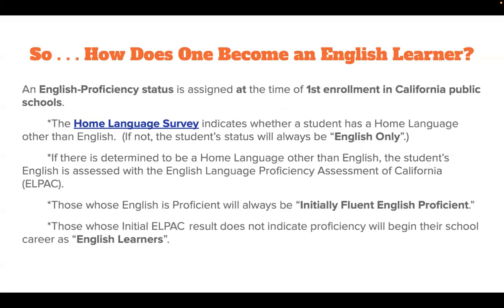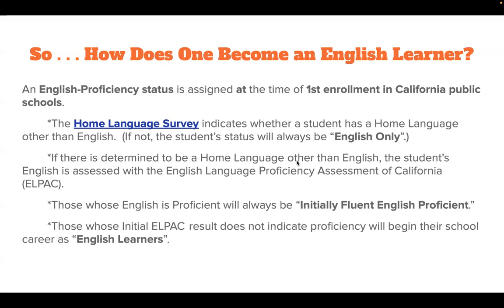So how is it one can be an EL for 9, 10, 13 years in some cases? Or I guess first, how does one become an EL? And it is through first enrollment in California, through a home language survey. If any of the questions on that survey indicate a language other than English, the students are tested. And if they are not shown to be proficient in English at that time, they become English learners. If all questions say English, the student is declared English only, and that will never change for that student.